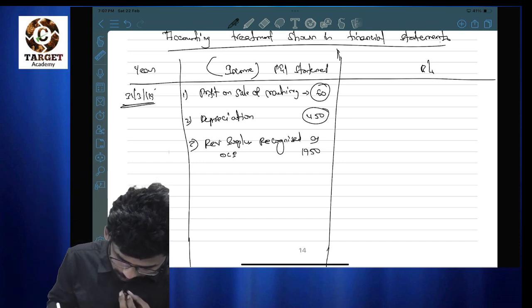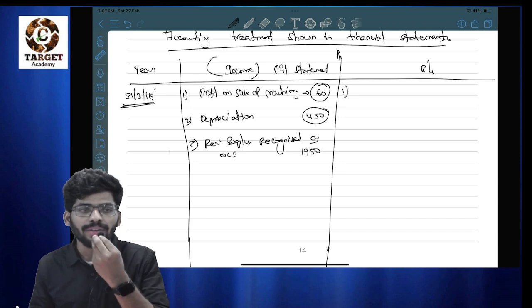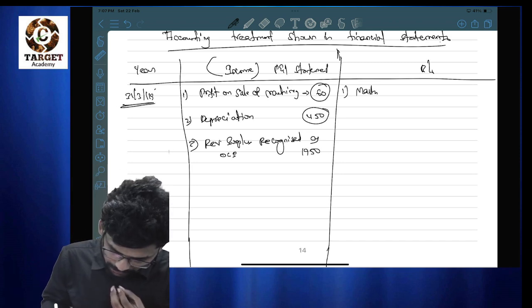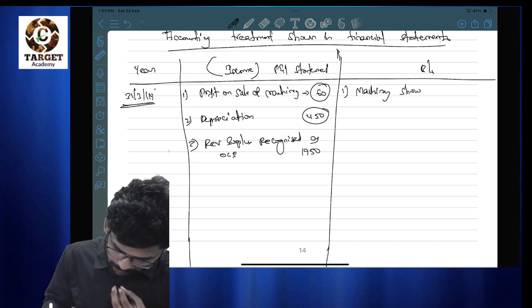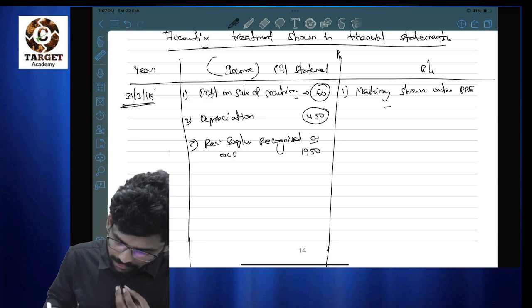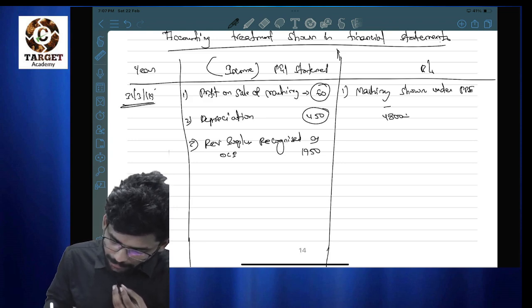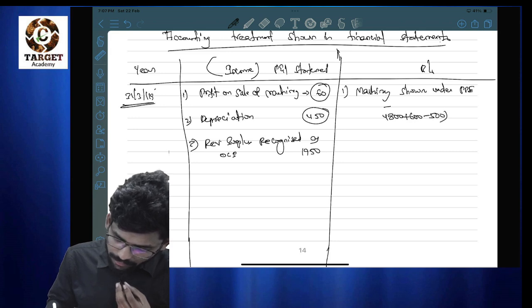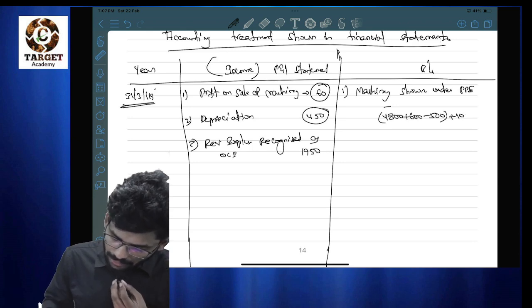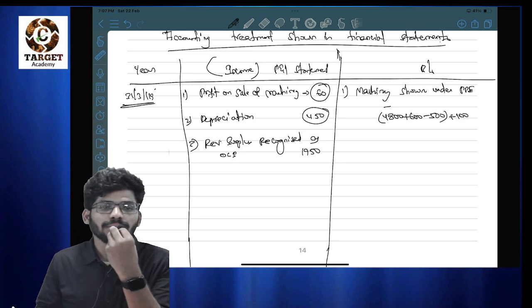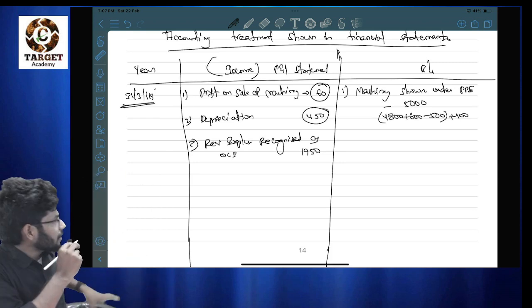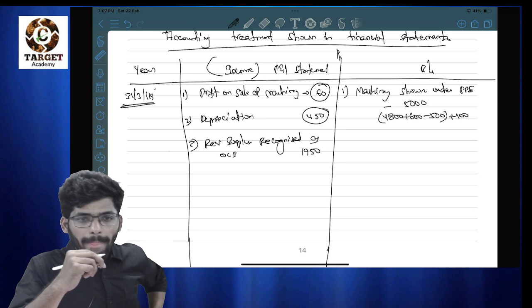Next, first point, balance sheet. Asset shown at which value? Cost, which value? How much? Machinery shown under PPE. What is the balance? 4,800 plus 600 minus 500, plus 100. Sir, revalued, sir. How much? 5,000. This is the value. Asset revalued at 5,000 only.